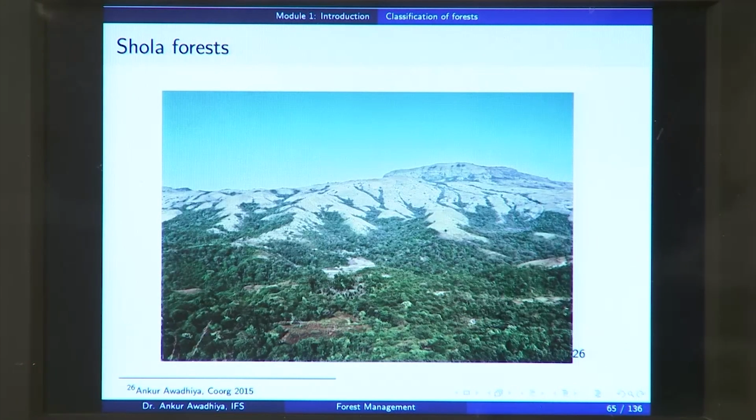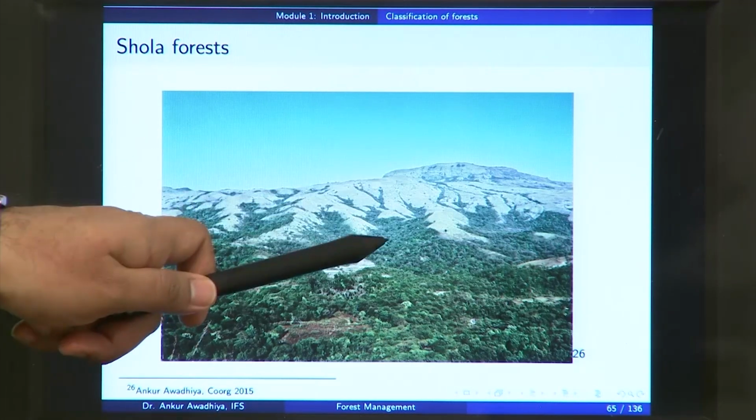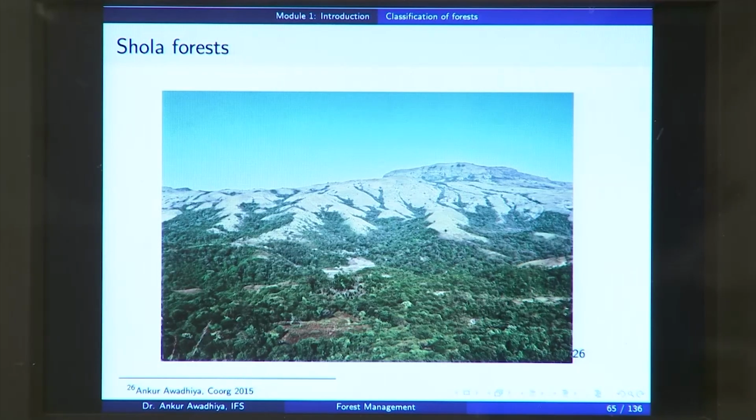Now, if we look at a bit drier region of the country, like in Karnataka and Tamil Nadu, you will find Shola forests. Now, in the case of Shola forest, there is an equilibrium between the grasses and the taller trees. The grasses and the trees compete with each other, and both of them keep each other within limits. So, this picture is from Coorg.